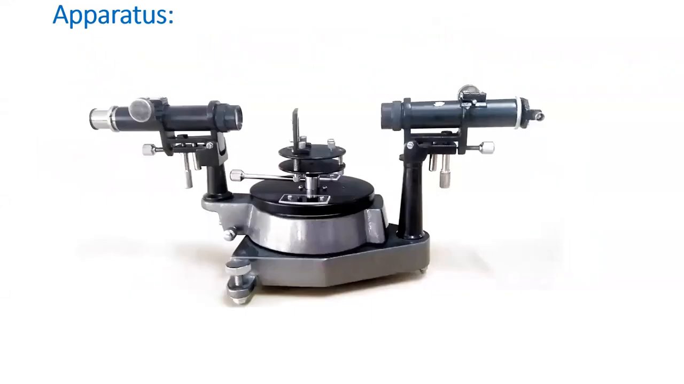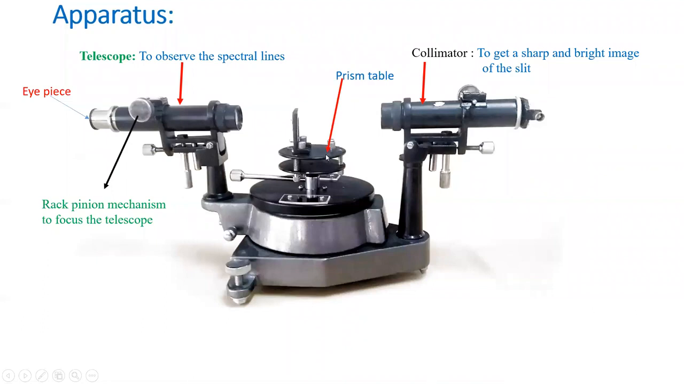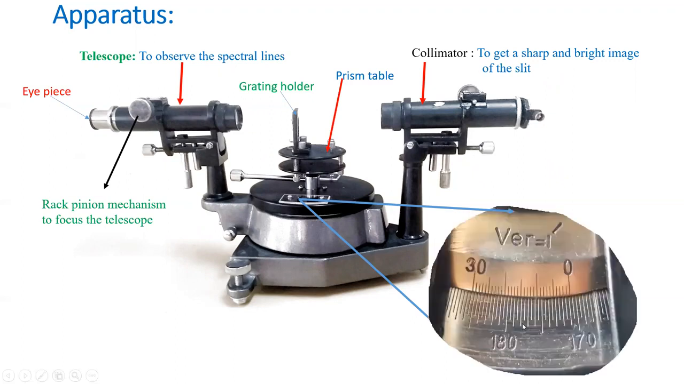Now we will have a look at the different parts of a spectrometer. This one is the collimator. This provides the bright and sharp image of the slit. This one is the telescope to observe the spectral lines. And this is the eyepiece. And this is the rack and pinion setup to focus the telescope. And this is the prism table. And this is the grating holder. And this is the transparent window through which we can observe the spectrometer reading, through which we can see the main scale and vernier scale. This is the main scale and this is the vernier scale.